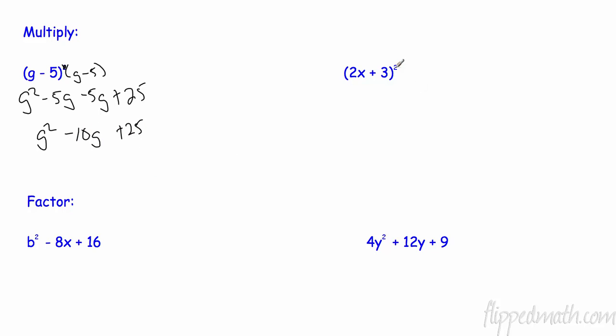All right. Same thing over here. I'm going to multiply it by itself. 2x plus 3 times 2x plus 3. 2x times 2x is 4x squared. 2x times 3 is 6x. 3 times 2x is 6x. 3 times 3 is 9. Combine the middle ones, so we have 4x squared plus 12x plus 9.